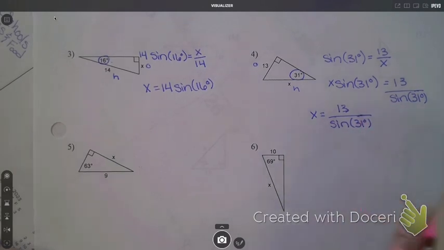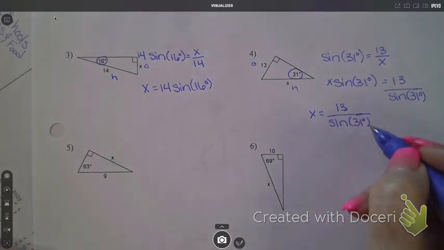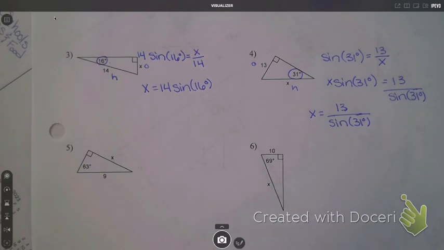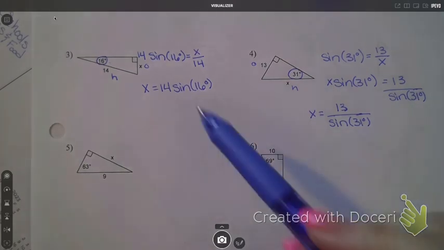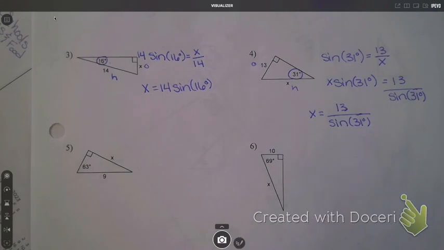Okay, so did you get 13 over the sine of 31? I don't know, I wasn't done doing it. Oh, sorry. Now, I do apologize because so far it's been all sine and tangent, but cosine hasn't come up, so let's go to 6.